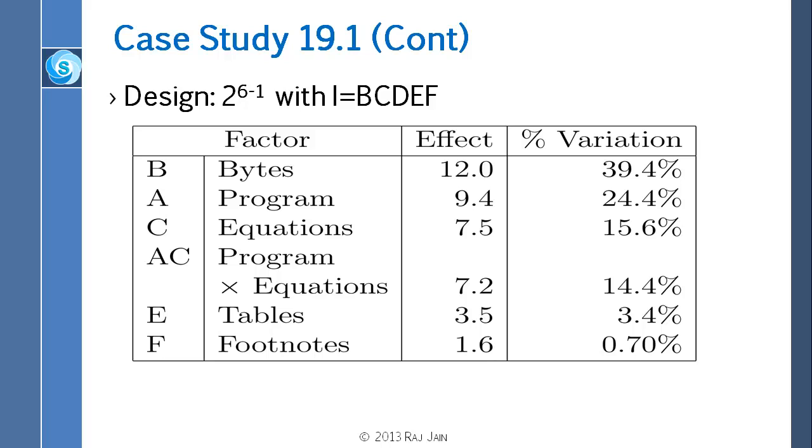So one thing you notice is that D you can forget. It is negligible. F is sort of negligible. E is small, but AC is big. Right? Now AC is confounded with something which we can figure out. AC is confounded with what? AC is confounded with, multiply both sides by AC, what do you get? A, B, D, E, F.